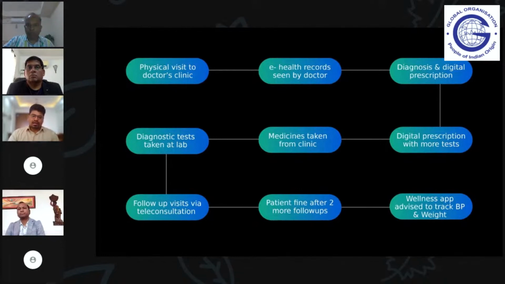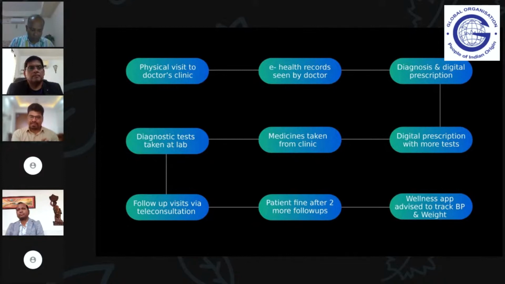Okay. After that, there are a few follow-up consultations. He will start taking medicines, but the follow-up consultations will be totally online. The teleconsultation, and after two follow-up consultations, the patient is fine. But during the complete process, what has happened? The doctor has noticed that the patient is having higher BP, and the weight is also on the higher side.